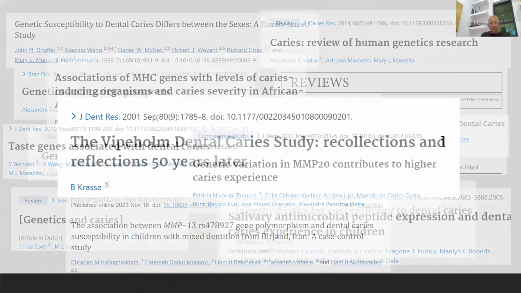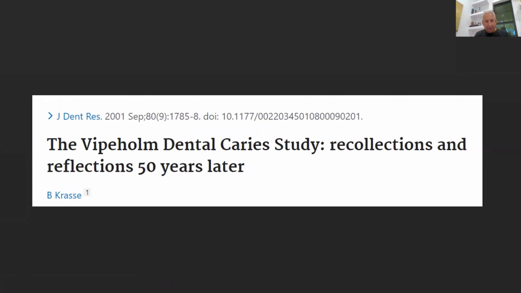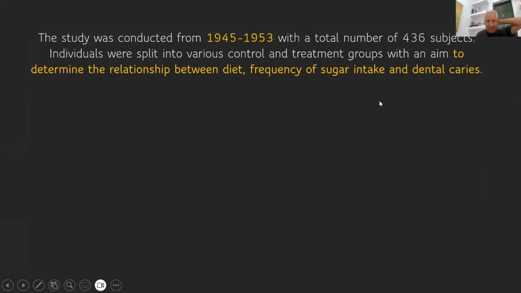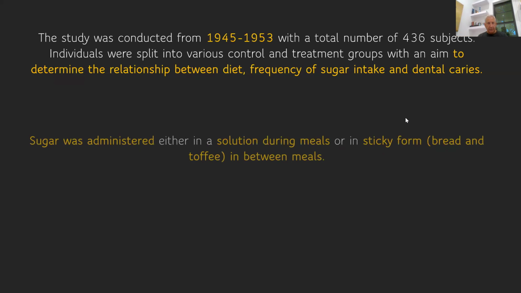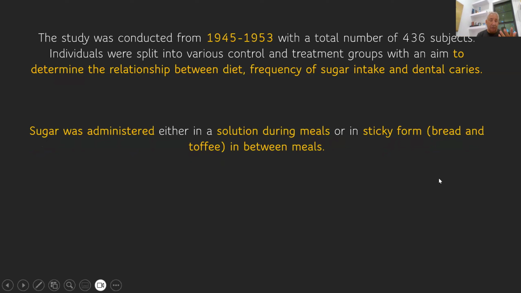I want to focus on the Vipeholm study. There's a lot of social issues on this study that we're not going to get into. The study goes back to 1945 and was conducted over 8 years. Individuals were split into various groups and treatment groups. So you had a control group and treatment groups. And the aim was to determine the relationship between diet, the frequency of sugar intake, and dental caries. Sugar was administered in two forms: a solution during meals, or sticky food, bread and toffee, in between meals.